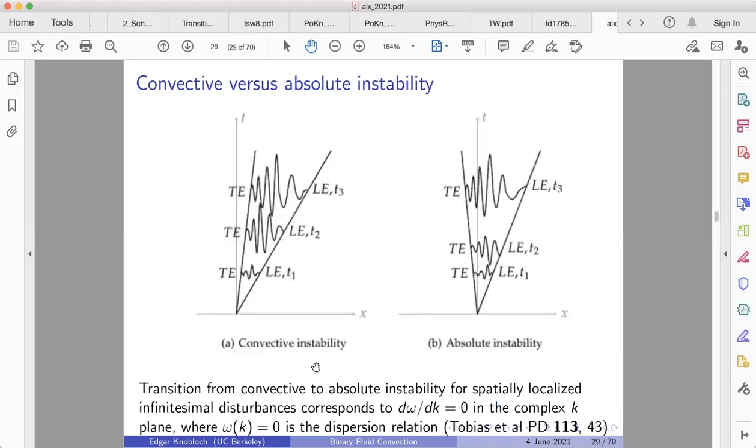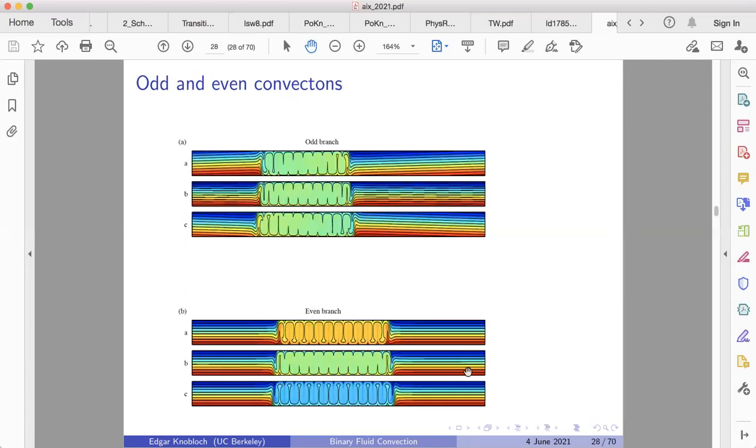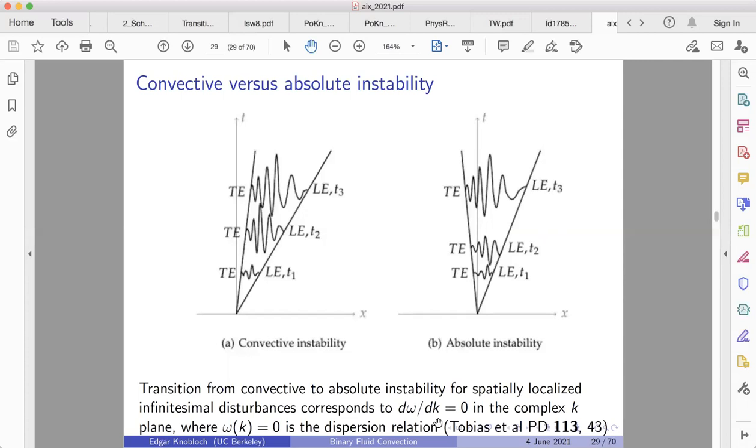Now I wanted to say a few words about stability, because the interesting thing is these things connect to the conduction state, but the conduction state is actually unstable because it's unstable to these oscillations. And you might ask, how is it possible that the structure is stable when it connects to an unstable state in the tail? And that is related to the notion of the convective instability to absolute instability transition.